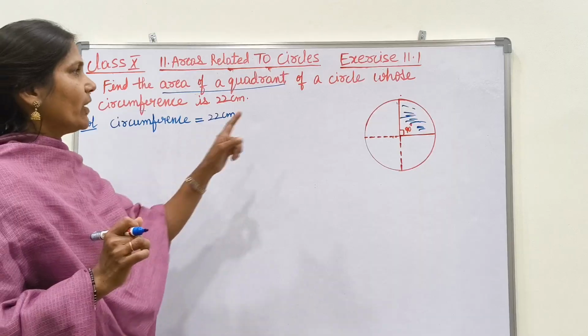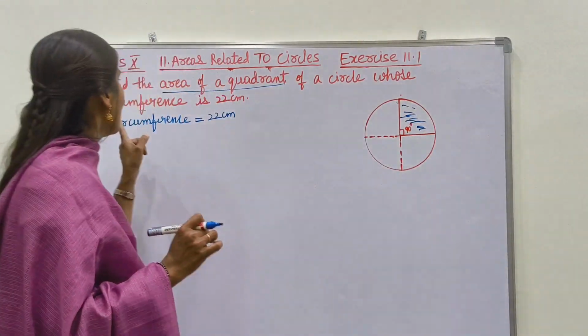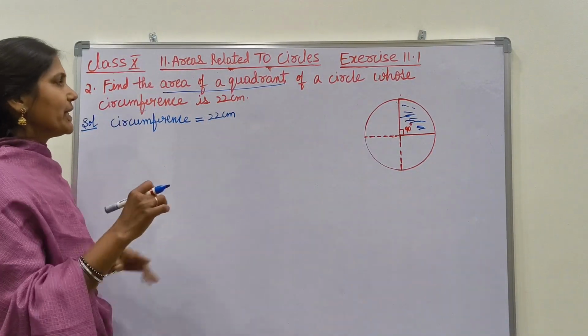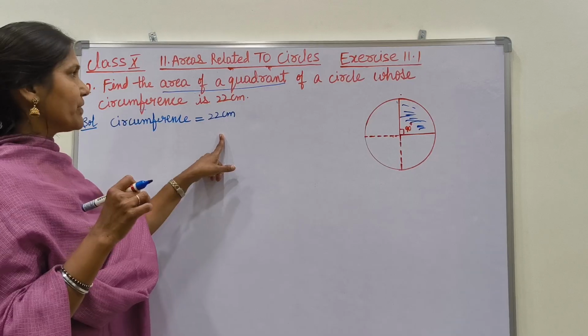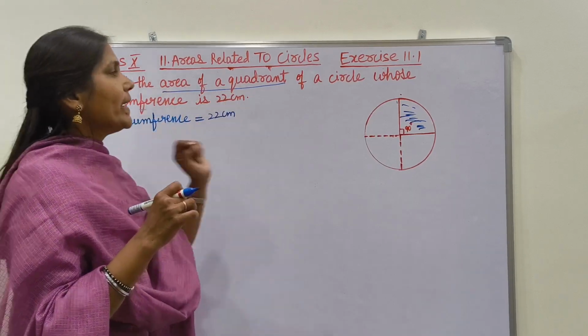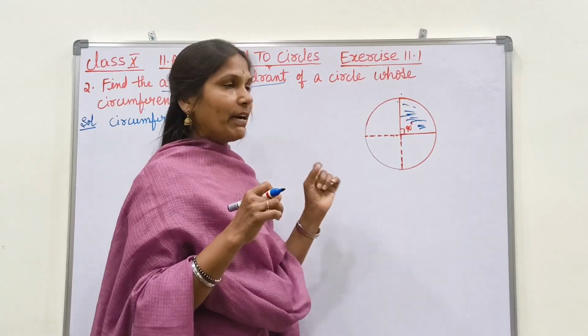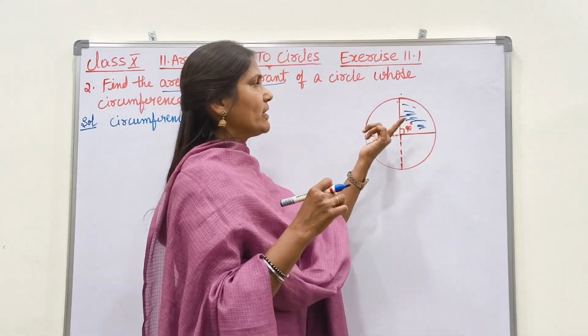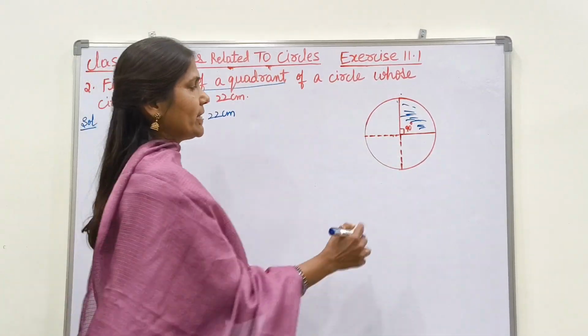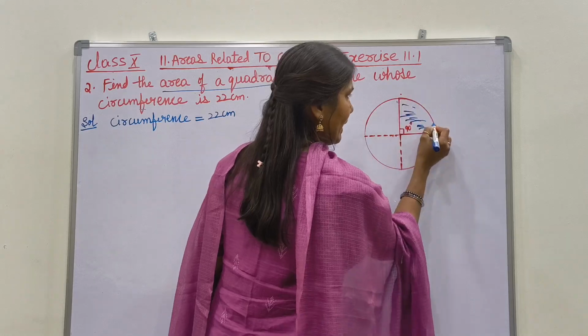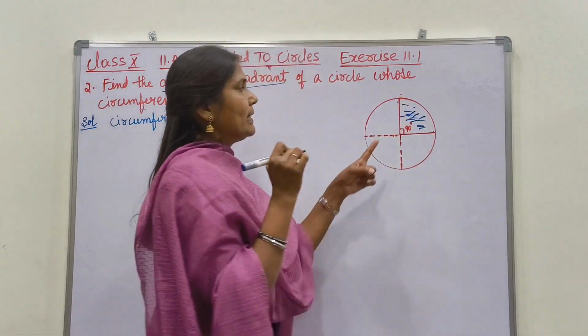Question 1, find the area of the quadrant of a circle whose circumference is 22 centimeter. Here the circumference is given, 22 centimeter. What is the question? Area of the quadrant. Quadrant means 1/4. Here 360 degree, 1/4 is 90 degree. A quadrant is also nothing but a sector only. See here, two radii and the arc middle region is a sector.